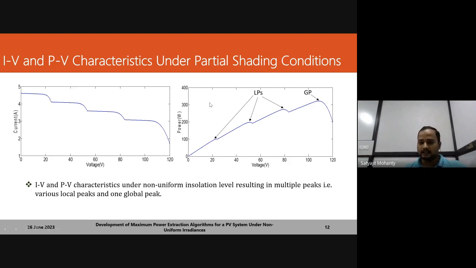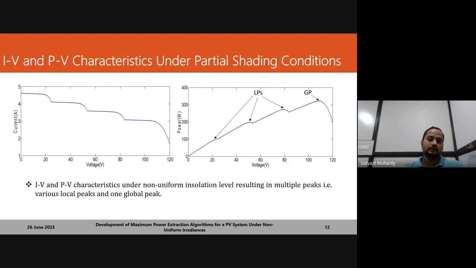Multiple peaks consist of, you can see, numerous local peaks and a single global peak. In the second diagram, you can see the curve between power and voltage, in which we have 3 local peaks and 1 global peak. The biggest challenge is to implement a technique which is able to distinguish between the local peaks and go to the global peak.